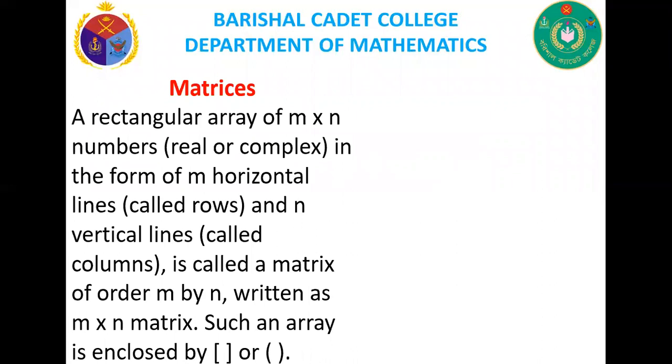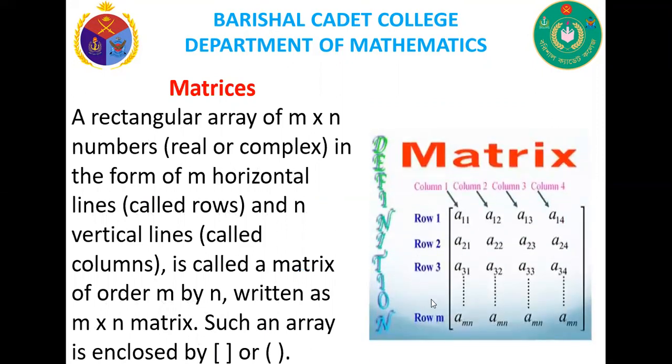First of all, what is a matrix? A rectangular array of m by n numbers, whether real or complex, in the form of m horizontal lines, which are called rows, and n vertical lines, which are called columns, is called a matrix of order m by n, written as an m by n matrix. Such an array is enclosed by third brackets or first brackets. Here you see, these are the columns and these are the rows of the matrix.